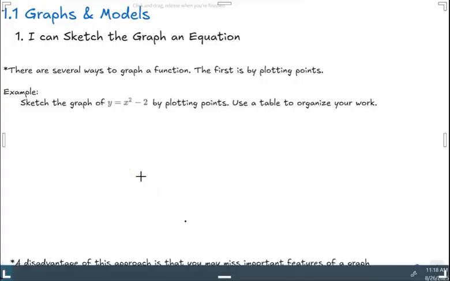Hey guys, Mr. Antonucci here, and in this video we're going to cover section 1.1 graphs and models. And the first thing we're going to do is review sketching the graph of an equation.